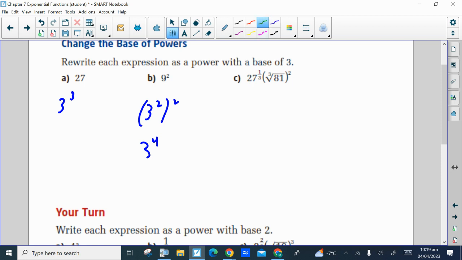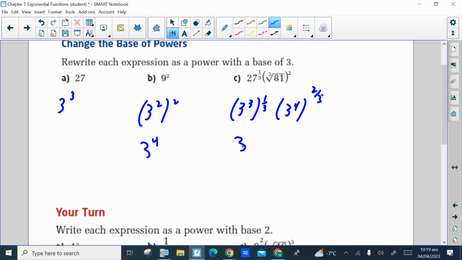Which we will definitely do for this last one. It's a little more complicated. We want to write it with a base of 3. 27 is 3 cubed. And that is raised to the power 1/3 because the 27 was. Now, we have the cube root of 81 squared. 81 is 3 to the 4th. And the cube root squared means power 2/3. The denominator of a rational exponent tells you what the root is. Because it's a cube root, that means the denominator is 3. And because it's raised to the power 2, that's the numerator.